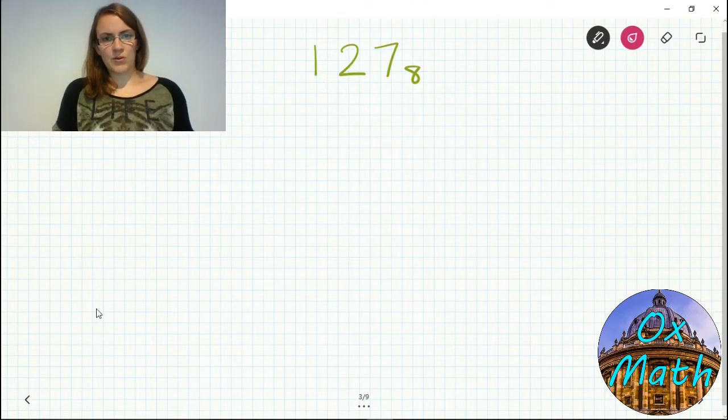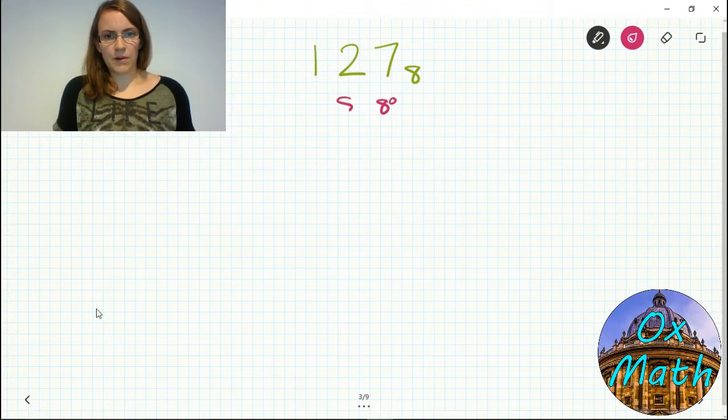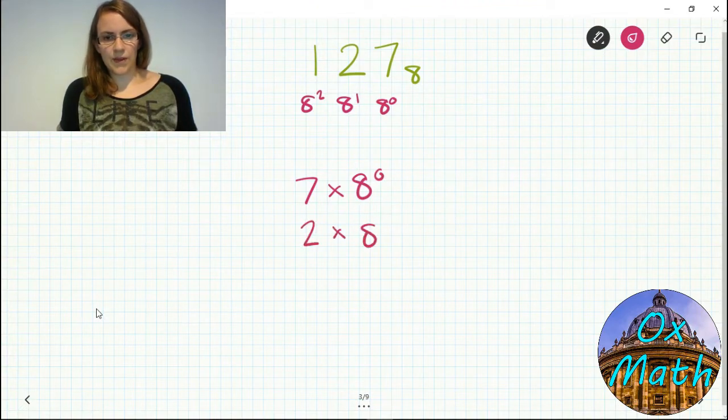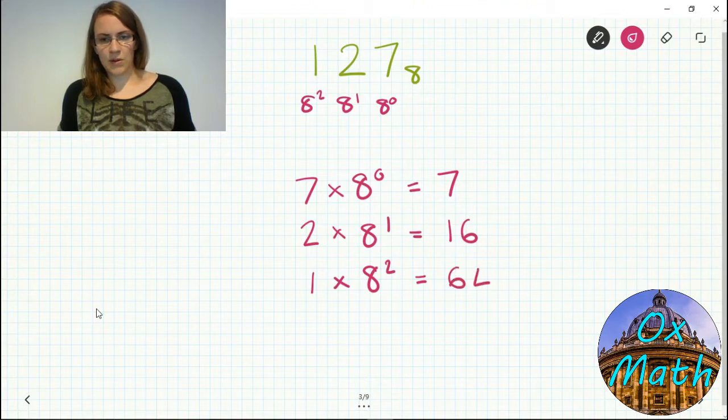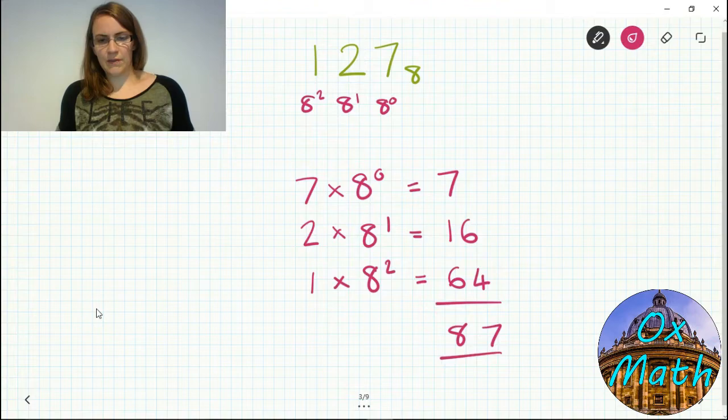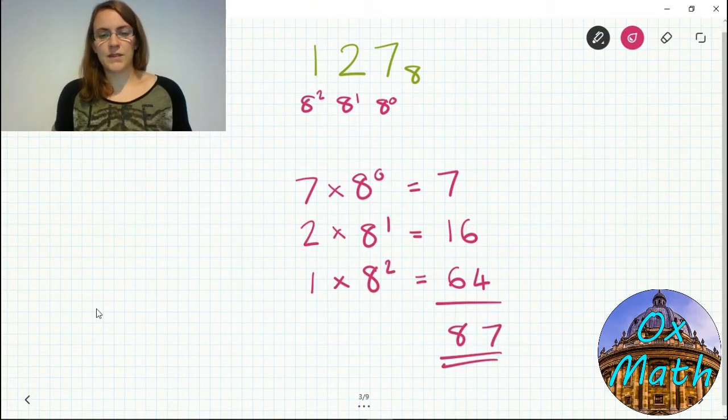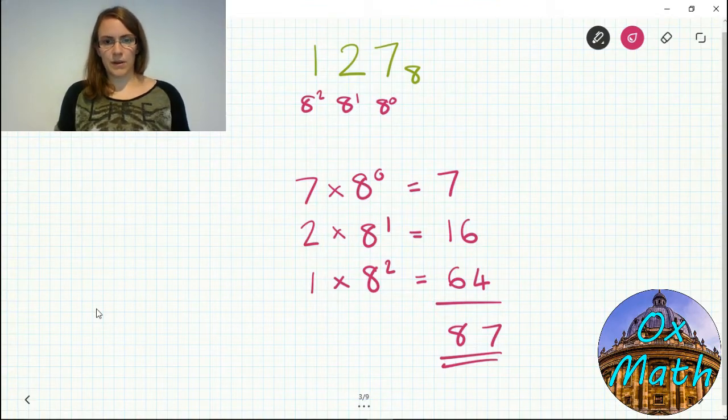So to work out what 127 is in octal, we think about our column headings. We've got 7 lots of 8 to the power 0, 2 lots of 8 to the power 1 and 1 lot of 8 squared, which would give us 7, 2 lots of 8 is 16 and 1 lot of 64. So add them up and you should hopefully get 87. Again, if you didn't get that, have a look back at the video, check your workings, have another go.